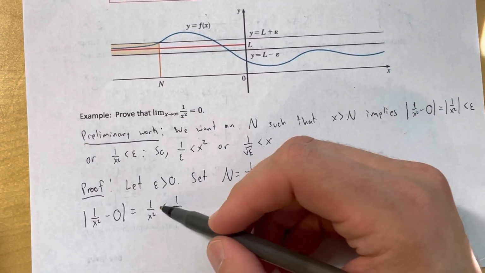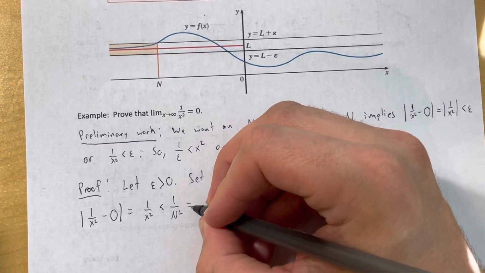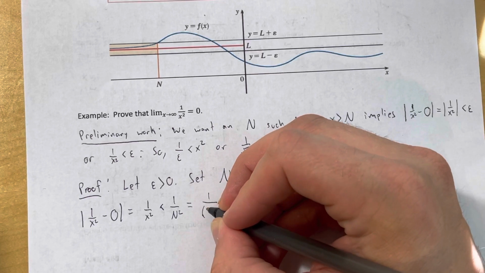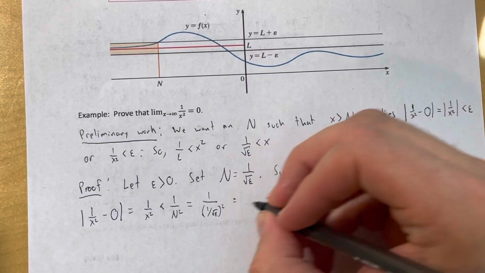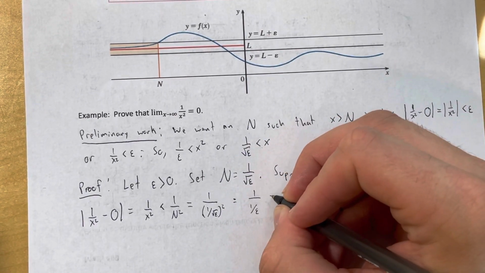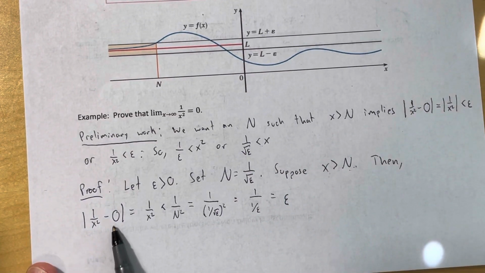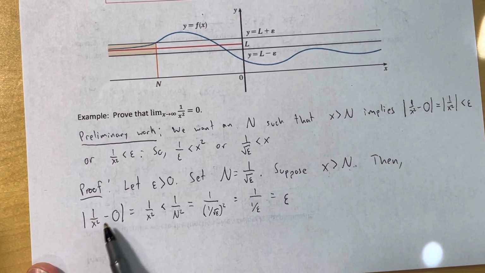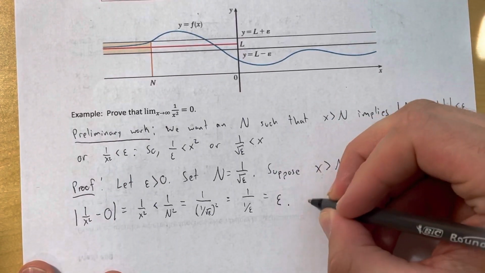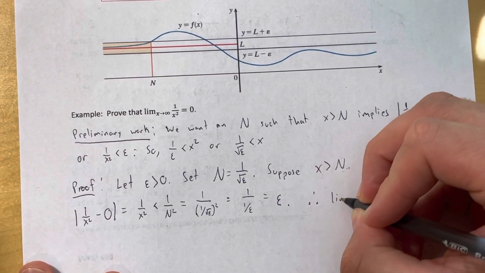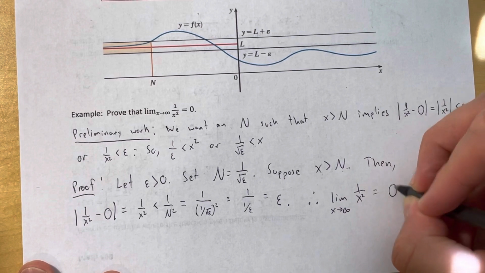Okay? But if I use the definition of n now, this is equal to 1 over root epsilon squared, which is equal to 1 over 1 over epsilon. The reciprocal of 1 over epsilon would just be epsilon. Okay? And that's where we wanted to end up. The absolute value of 1 over x squared minus 0 is less than epsilon, which finishes up this proof. So therefore, the limit as x approaches infinity of 1 over x squared equals 0.